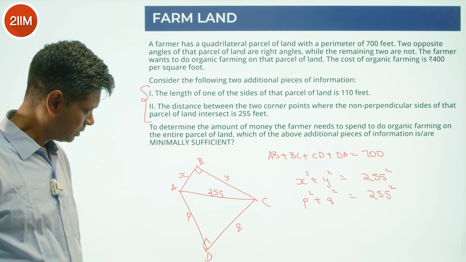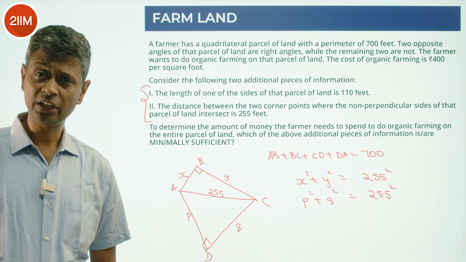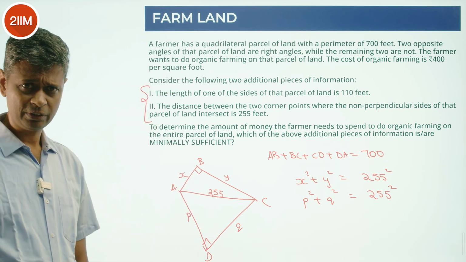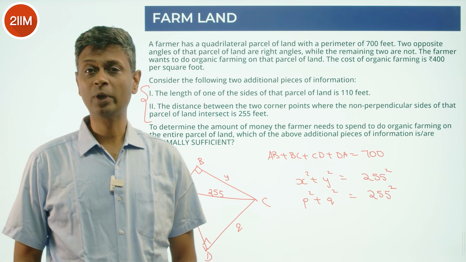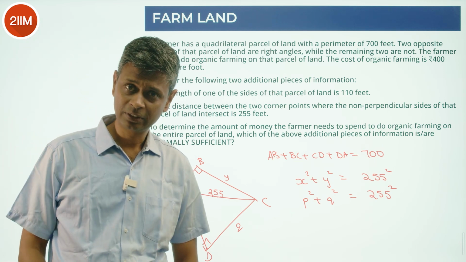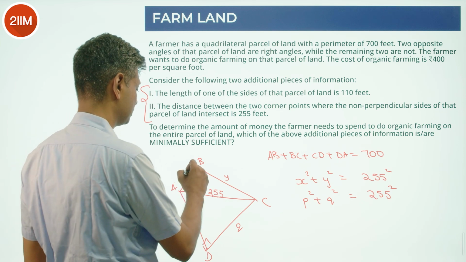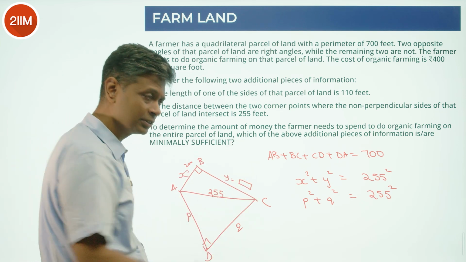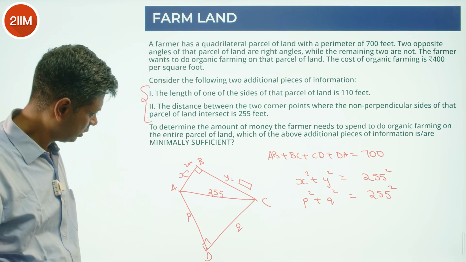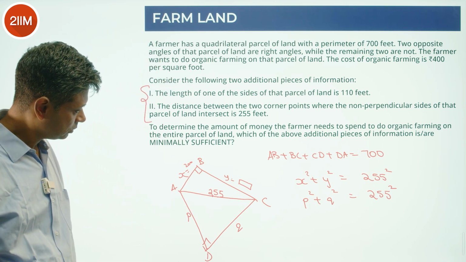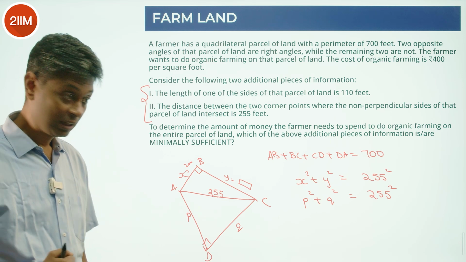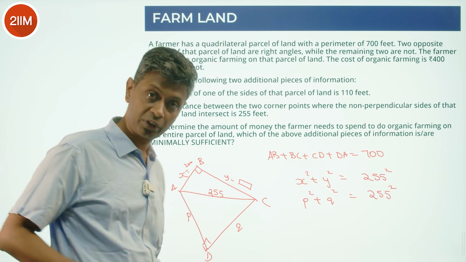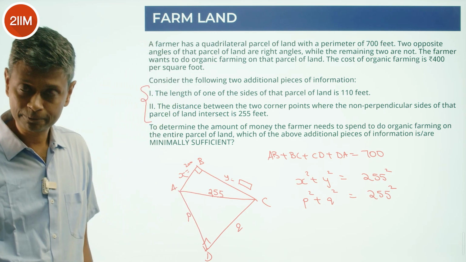So can I now confidently find the area? So now let's assume that we put arbitrarily some x and y that satisfies this. And let me put x equal to 200, y is some other value. Suitably, I can find that. Once I have put that, then I know p plus q is some value. P square plus q square is 255 square. I can solve and get it.